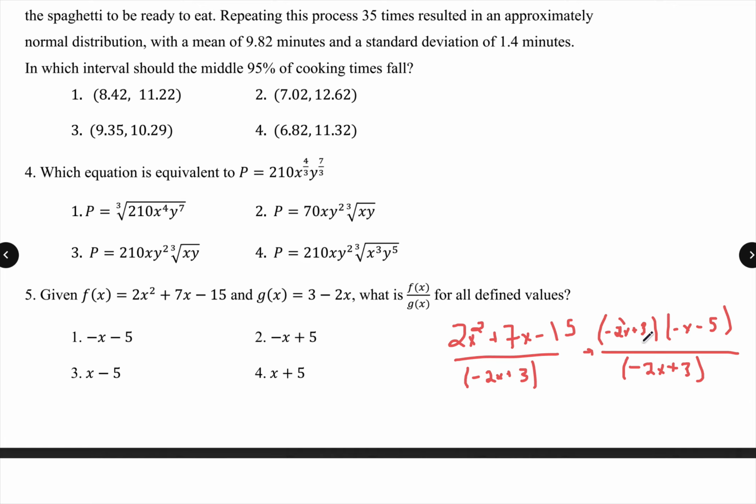What can get simplified? These two. What's left over? Negative x minus 5. Answer choice number 1. So I played around with it a little bit, and that's what you have to do, right? All right, page 1 done.